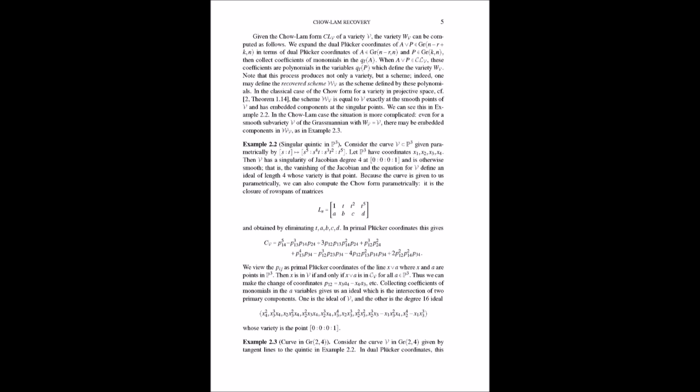Wait, so different shapes can have the same Chow Lam form? That's right. They call these multi-ruled varieties. Multi-ruled, meaning? It means they can be swept out by different families of linear spaces. So it's like multiple different objects casting the same shadow. Precisely. And this highlights a key point. What's that? The Chow Lam form doesn't always capture the full information about the internal structure of the variety.